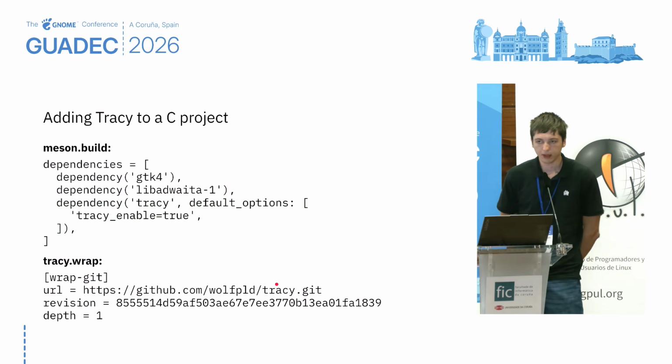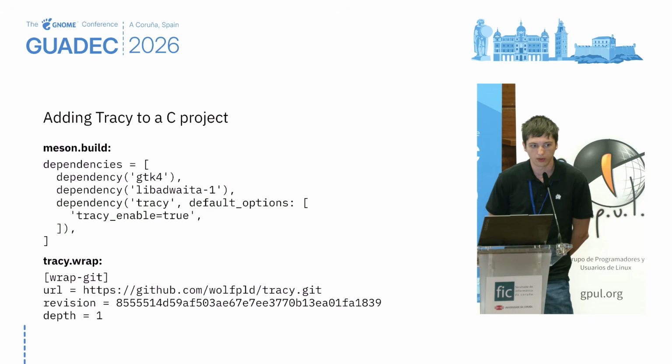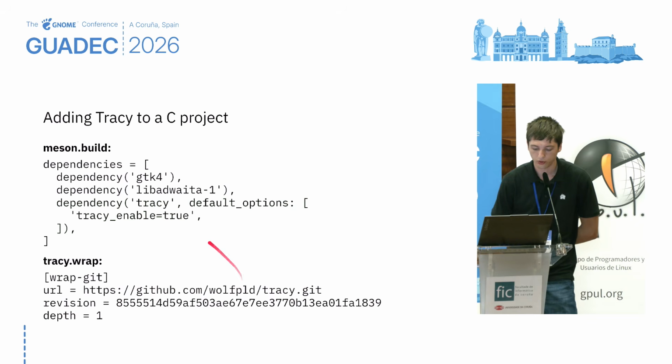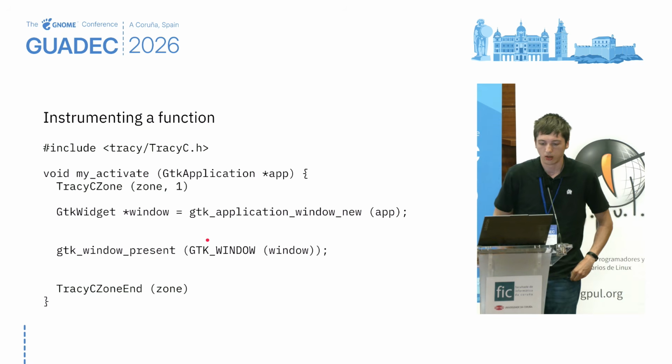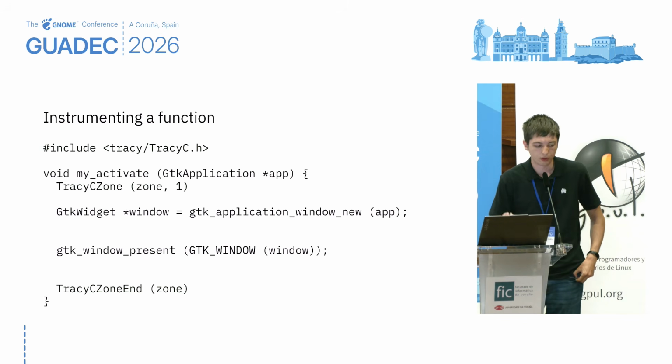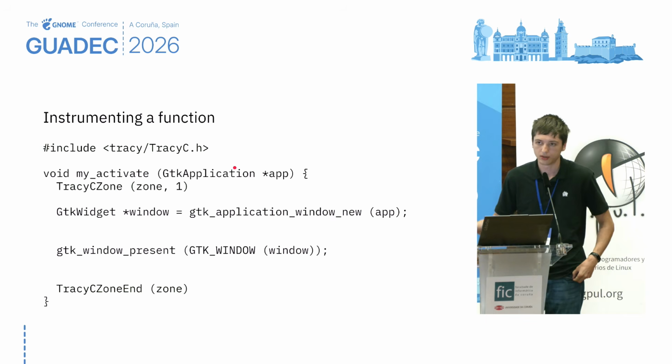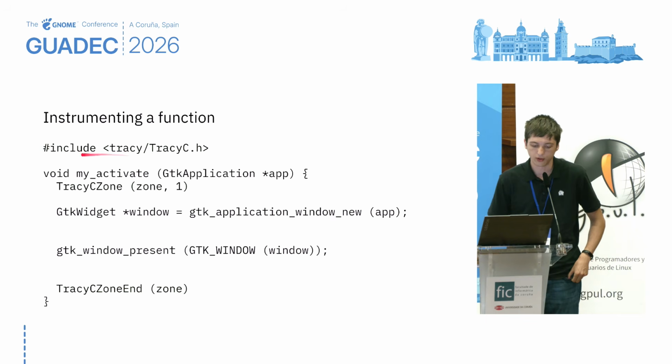Now, at the time of this talk, the latest stable version is 0.13.1, and since then we've landed a few fixes, for example, to symbol resolution. So here it's pointing to a newer Git version, but once the next version is released, you can switch it to the stable version. Then we will use the C API, so include tracy/TracyC.h. And then let's say that we are building our UI in a GTK application. So we connect to the activate signal with this activate function, and we want to measure how long this function is taking. So we surround it with the Tracy C zone.